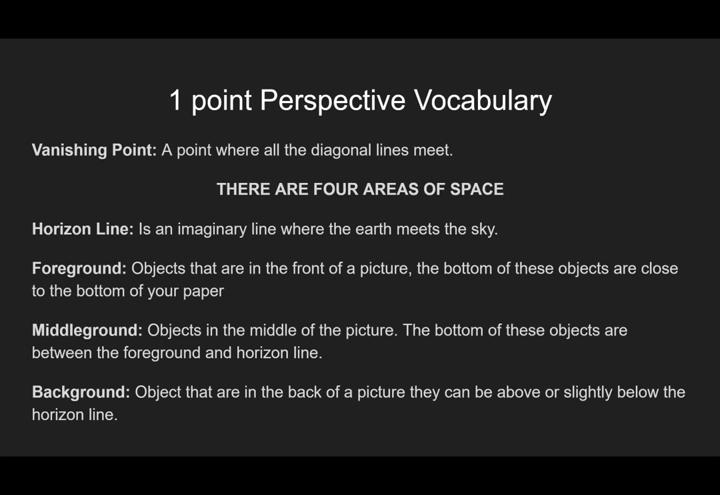The bottom of these objects are close to the bottom of your paper. The middle ground, or the area where objects are in the middle of the picture, and the bottom of these objects are between the foreground and the horizon line. And lastly, the background. In this area, objects are in the back of the picture. They can be above or slightly below the horizon line.